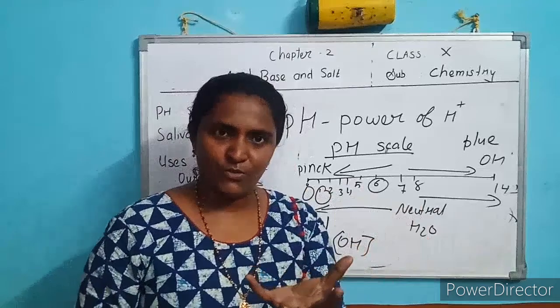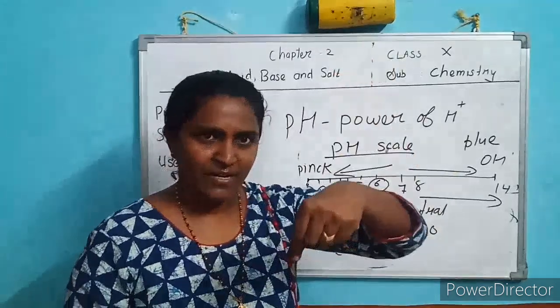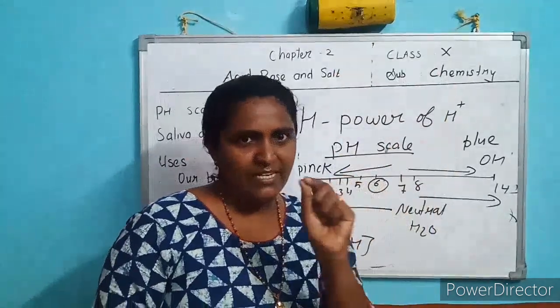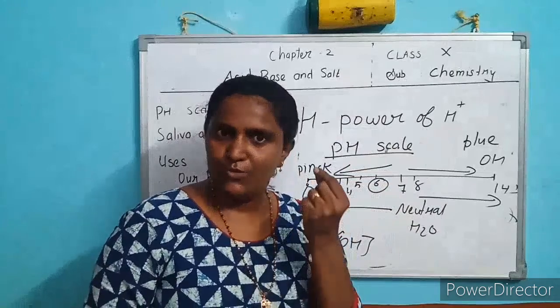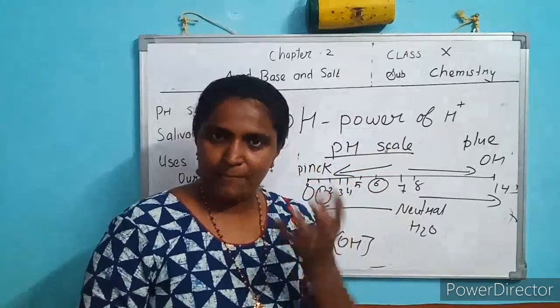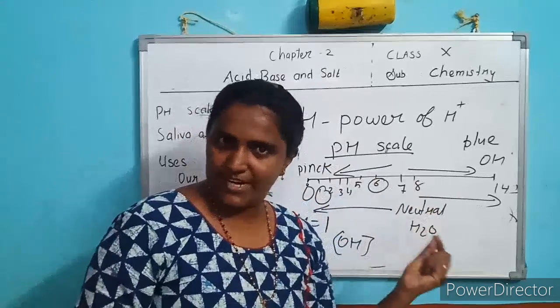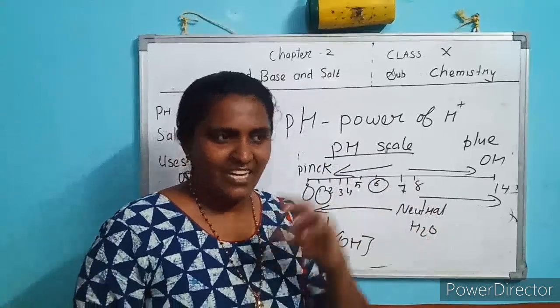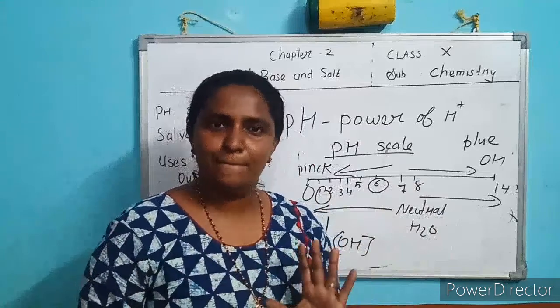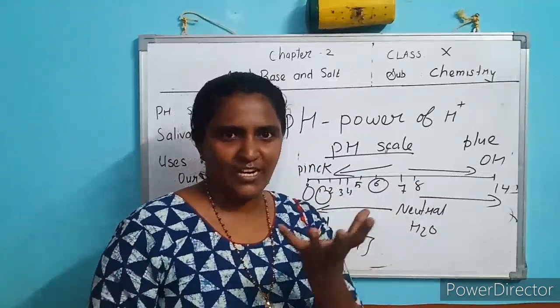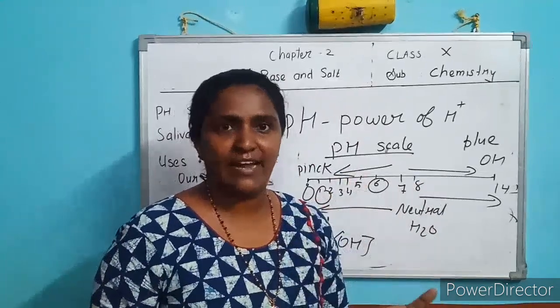We are going to give one solution. We are going to put the paper in and take out the paper. Depending upon the color changes, you come to know the power of hydrogen present in the solution. If the paper changes into red, it is acid. If the paper changes into blue, it is a base. Understood? You can identify. We will do it in lab.